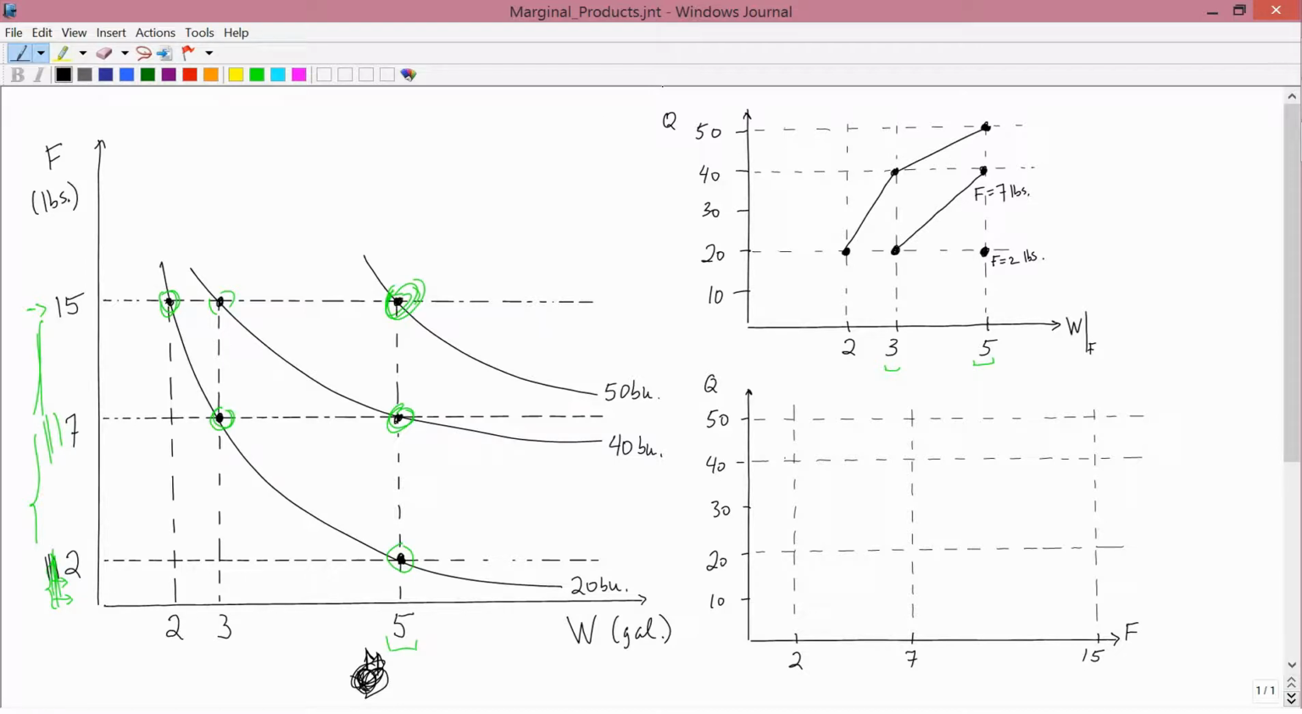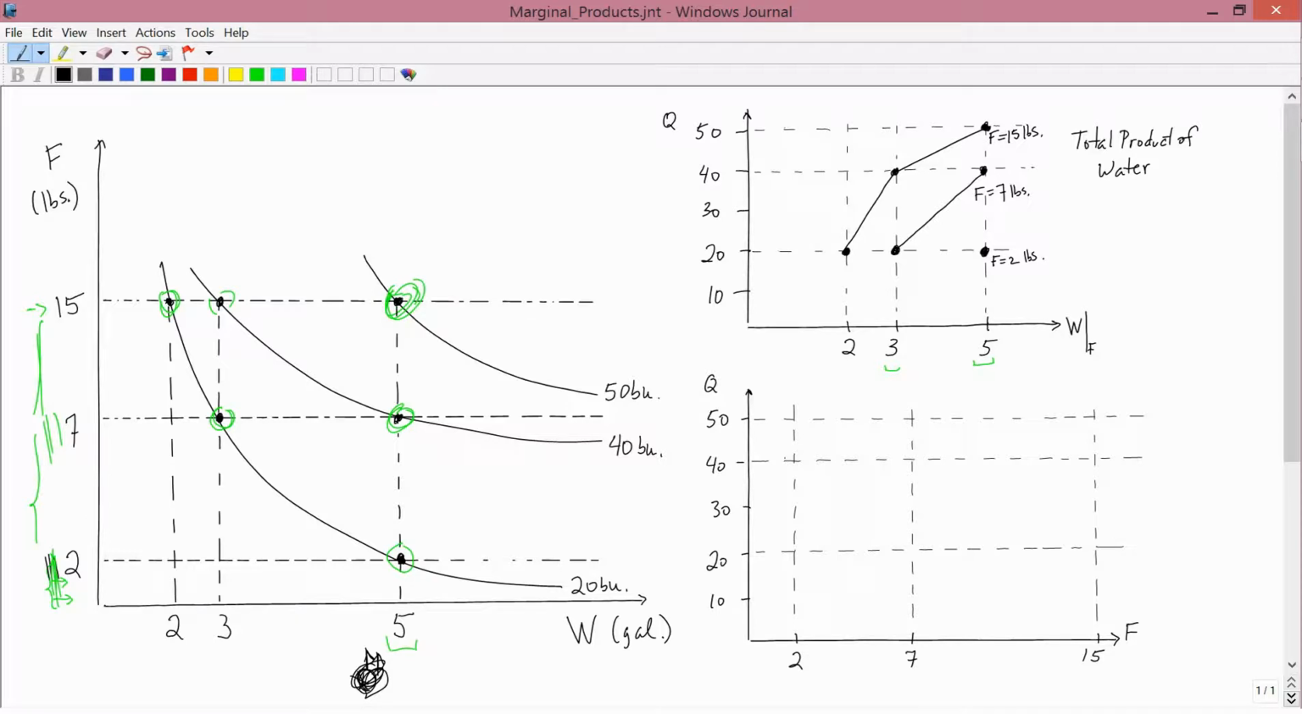So what happens when F is constantly equal to 15 pounds? And this is the one that probably looks most like the cross-section of a mountain. These are called total product of water curves. Total product of water curves are drawn holding fertilizer fixed.